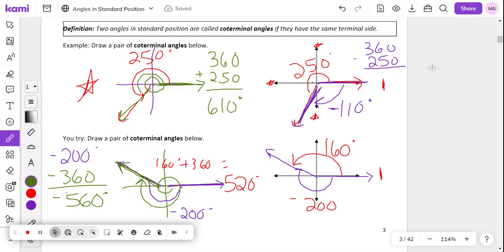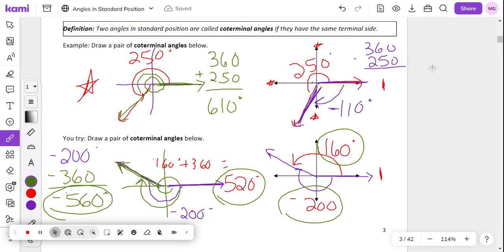Okay, so all those angles land in the same spot. When I say land in the same spot, the terminal side lands in the same spot. And so all of those angles would be coterminal. Negative 560, positive 520, 160, negative 200. So lots of angles whose terminal sides land in the same location.